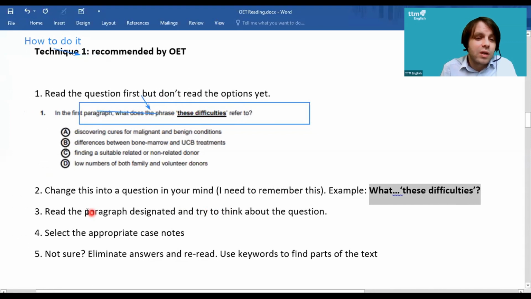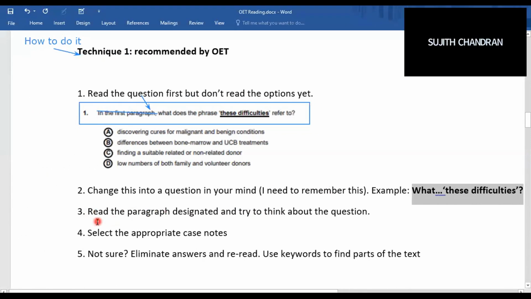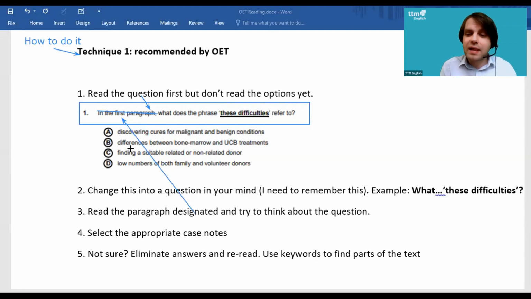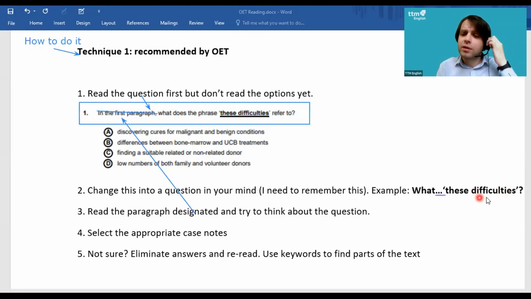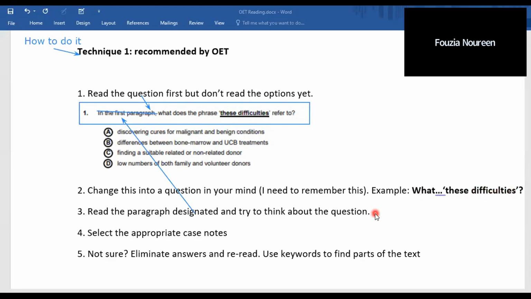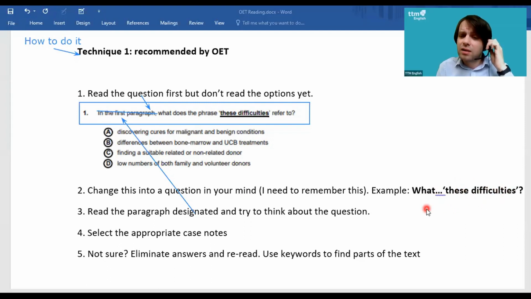What is step 3, Sujith? Read the paragraph designated and try to think about the question. What paragraph is designated here? The first paragraph, okay? So what I'm trying to say is you've got to read the paragraph and think about the question at the same time. Does that make sense, people? So you're reading, and then you go, what these difficulties mean, right? So you're going backwards and forwards between the reading and the question in your mind.